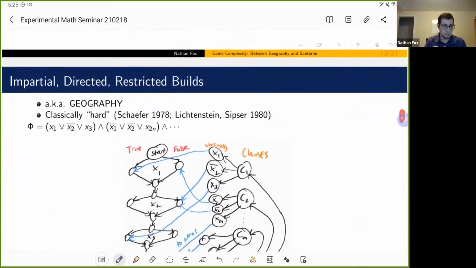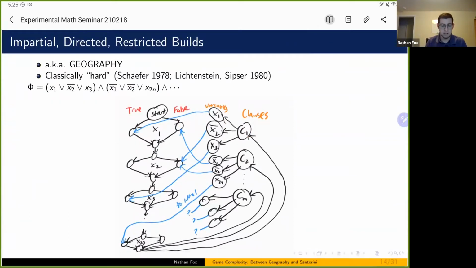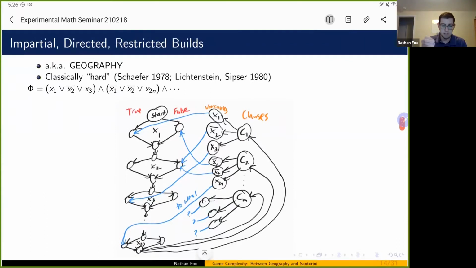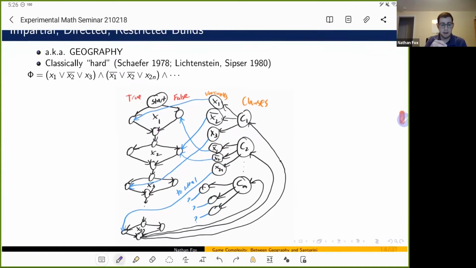And here's a picture of a reduction to show that you can actually simulate the TQBF game under the rules of geography. So at the start, it's Abigail's turn, and Abigail, if she wants to make X1 be true, moves to the left. If she wants X1 to be false, she moves to the right. Then Brian's move is forced. He always has to move to here. Then Abigail's forced to move there. Then Brian gets to set a variable, and then they take turns.